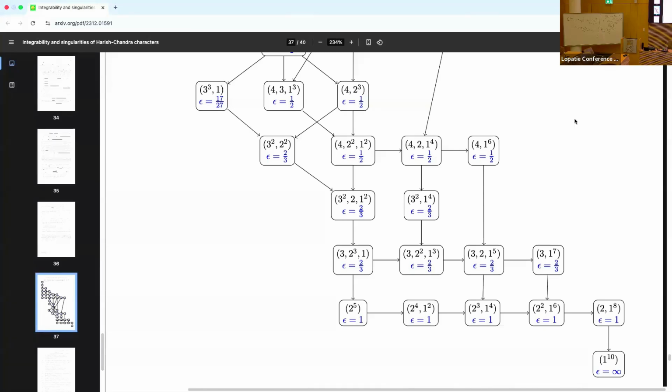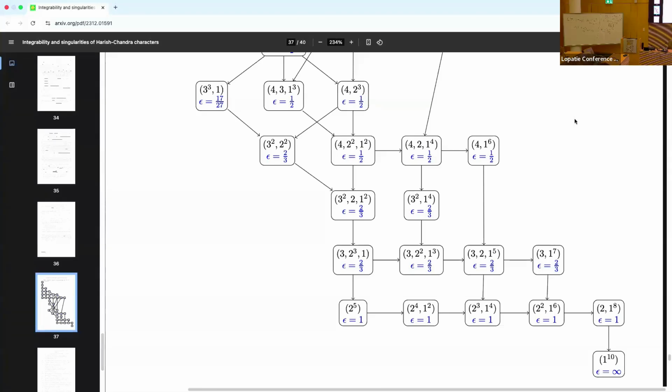Any questions or comments? Question. You say that it's often 1 over the largest part, but often 2 over the largest part. Yes, 2 over. For example, you can just see 3 squared, 2 squared, and 2 over 3 is that. So is it always better than that?